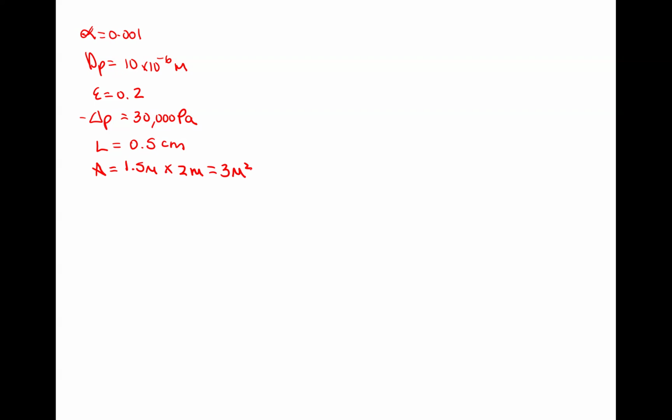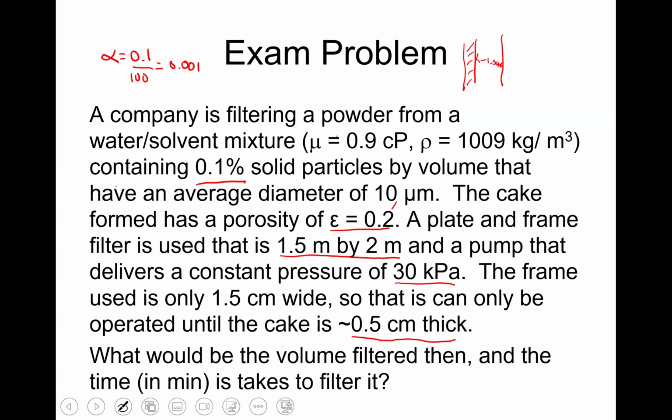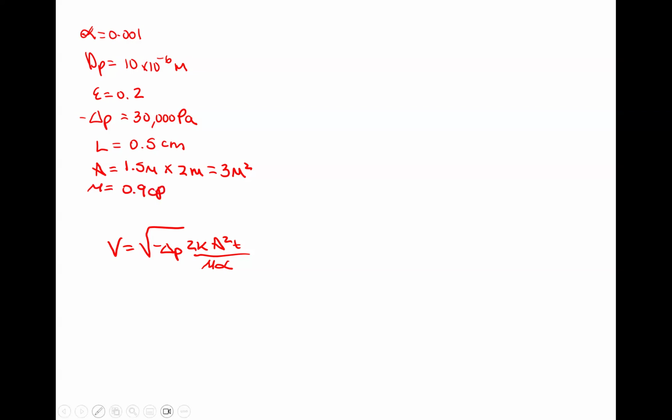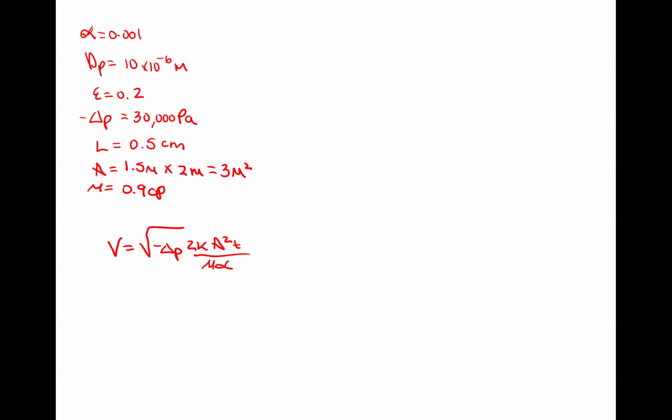Okay. I'm going to use the equation of constant pressure, which is this one. By the way, I was given mu as 0.9 centipoise. You see that in this equation, I do have most of the things that I need. I'm trying to solve for the time, but I also don't have the volume. So it's kind of a weird start because I do not have two of the things that I need, the volume and the time. But I don't have kappa yet.